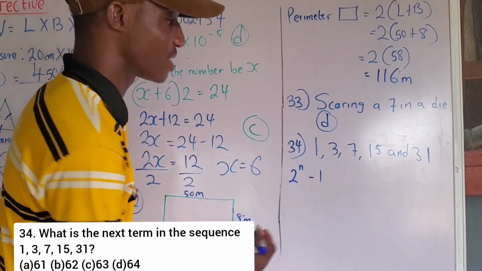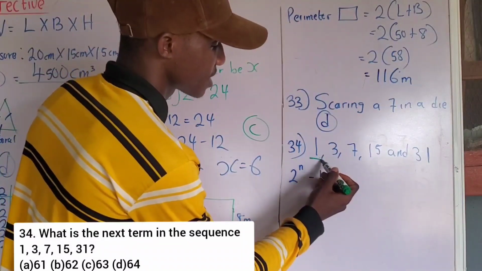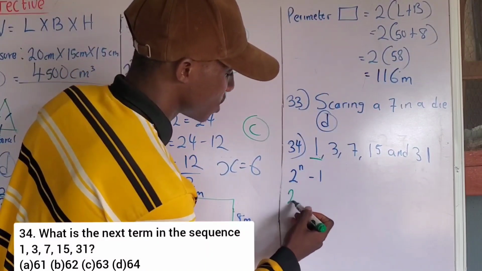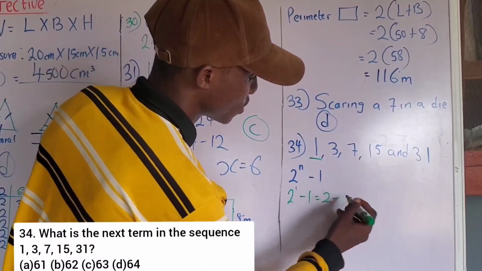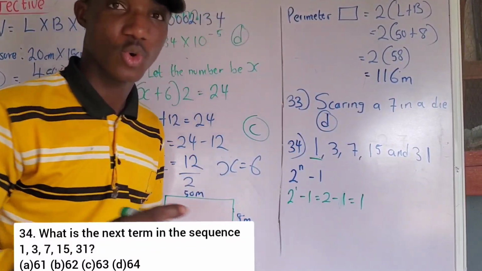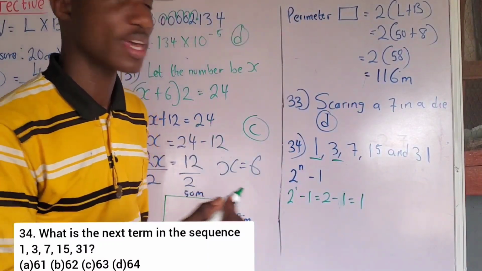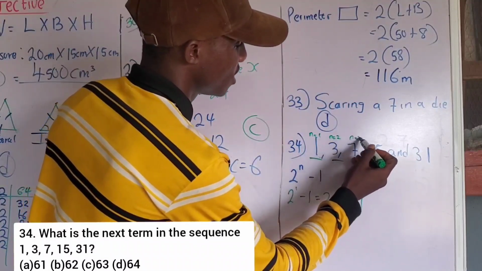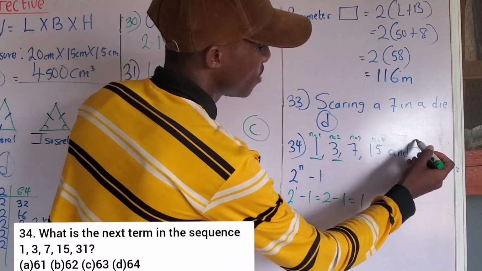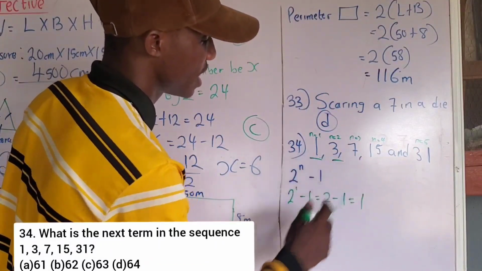Okay, now let's start. To get the first term, the first term is 1, right? So I'm going to have 2 raised to the power of 1 minus 1. That is 2 minus 1. 2 minus 1 is what? That is 1, okay? So you understand what I'm doing now? Now, the second term, n will be equal to 2. Here, n will be equal to 1, n will be equal to 2, n will be equal to 3, n will be equal to 4, n will be equal to 5 here. You understand? Okay? So let us proceed to the next one.